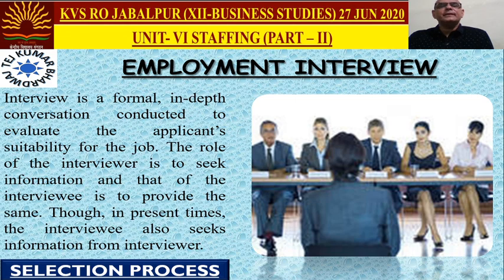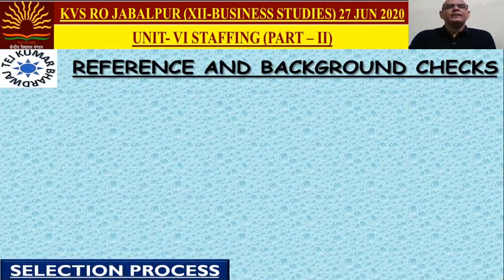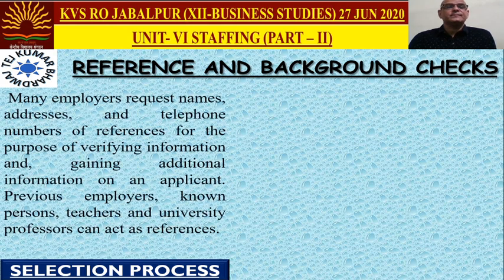Those who clear this level also come to the next level, that is reference and background checking. Dear students, this is a very important aspect of the selection process. Many employers request names, addresses and telephone numbers of references for the purpose of verifying information and gaining additional information on the applicant. Previous employers, educational institutes, friends or relatives are generally contacted after the person clears the interview.